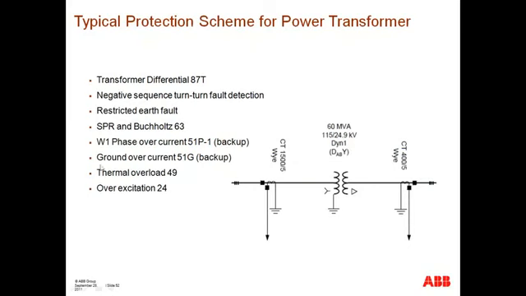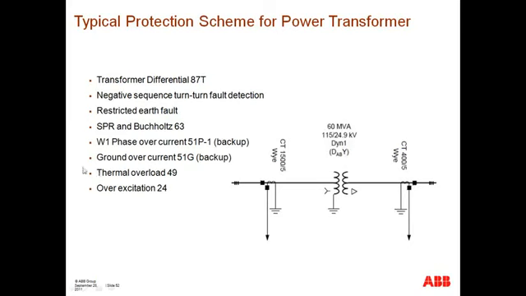A 49 element or a thermal overload element should be utilized, though, to monitor the thermal integrity, to monitor the thermal rise inside of the transformer, though this is more of a monitoring, slow tripping function. But if the thermal capability of the transformer is near to being exceeded, it's something that should be taken into consideration. And then an overexcitation as well.